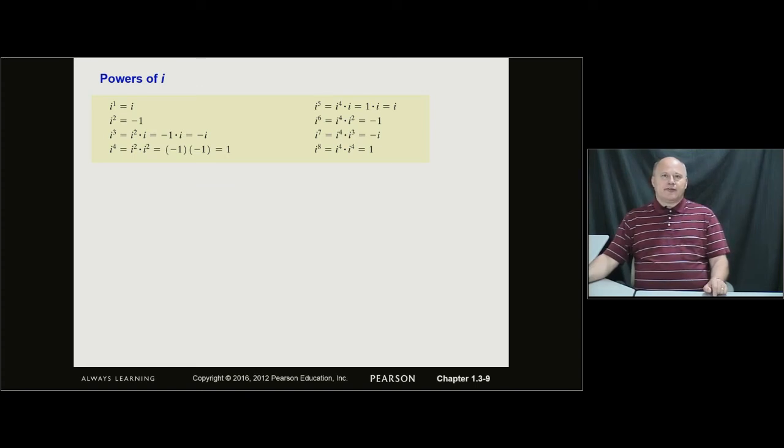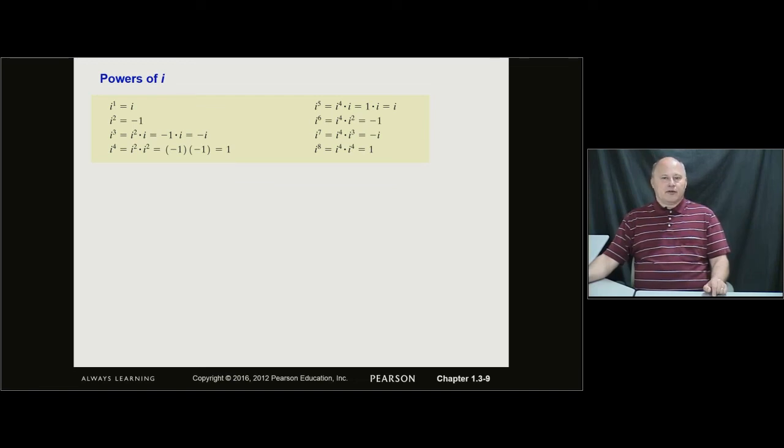I to the first, of course, is I. I to the second, by definition, we know it's negative 1. So these are the ones we spring off of. Now, what is I cubed? Well, I cubed is I squared times I. Now, I squared we know is negative 1. So negative 1 times I is negative I. So yes, I cubed is negative I.